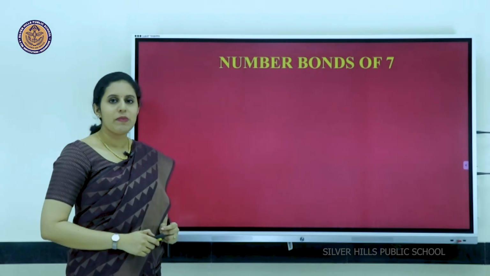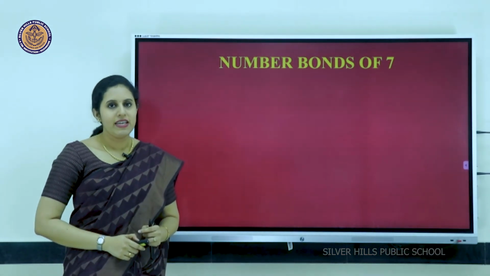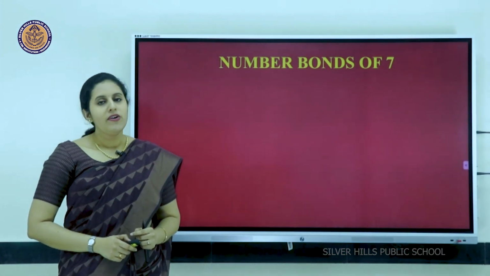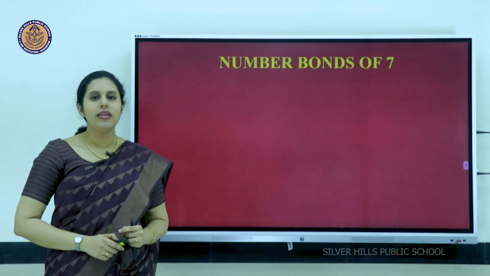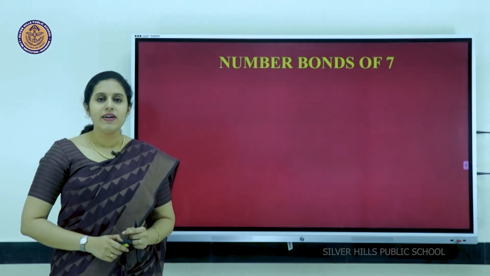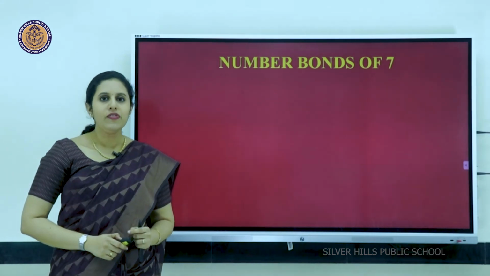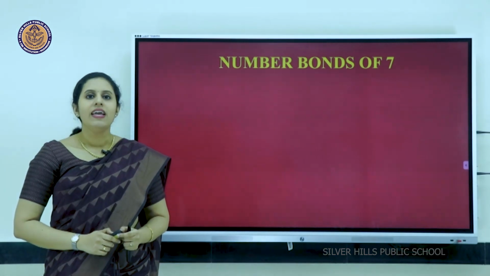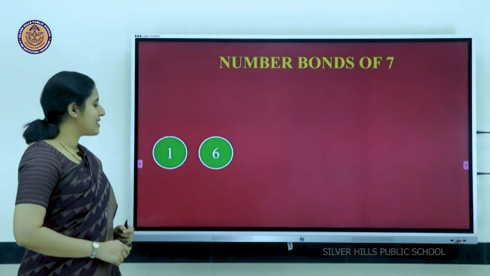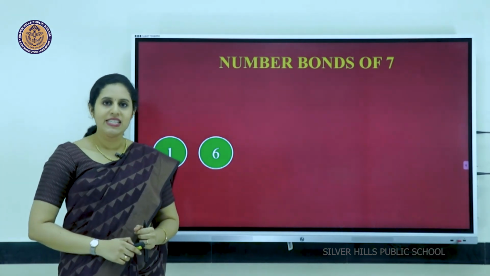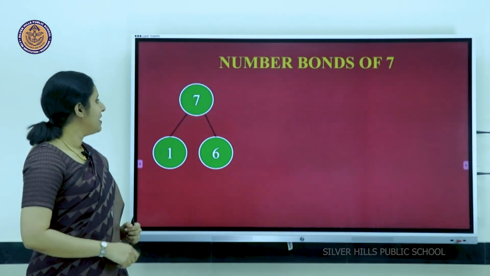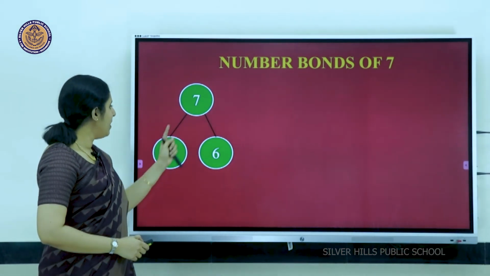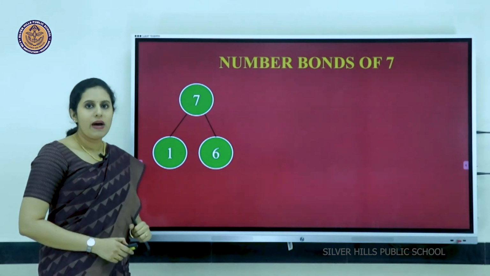Yes, for that let's see the number bonds of the number 7. For number 7, if you are planning to draw a number bond, we will first have to think about two numbers, which when added together will make 7. Can you think of two numbers which will make 7 when put together? Yes, 1 and 6. When you put together 1 and 6, you will get the number 7. So, this is how you write it as a number bond. Here 7 is the whole, 1 and 6 are the parts.